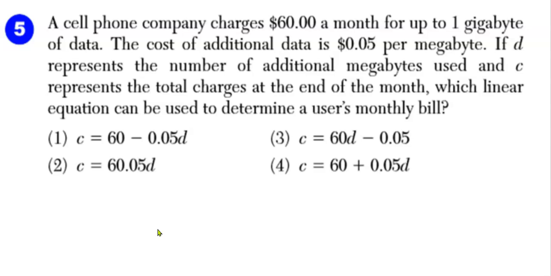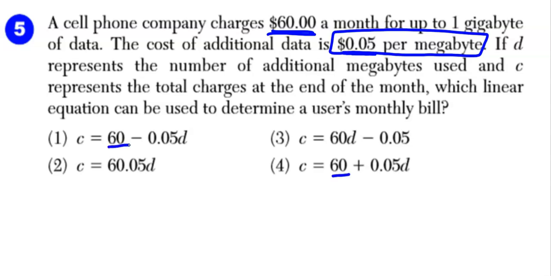Question number 5. Cell phone company charges $60 a month for up to 1 gigabyte of data. The cost of additional data is 5 cents per megabyte. That's the rate of change. So the 60 is the initial fee, so that's the constant, and this 5 cents is the rate of change, so that's the coefficient. So we need 60 as a constant.